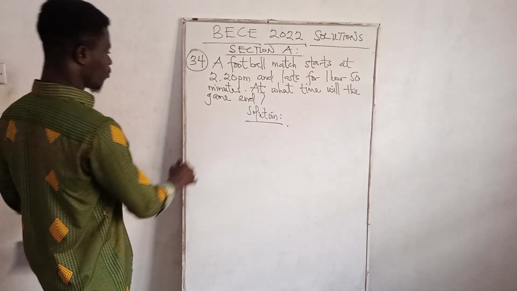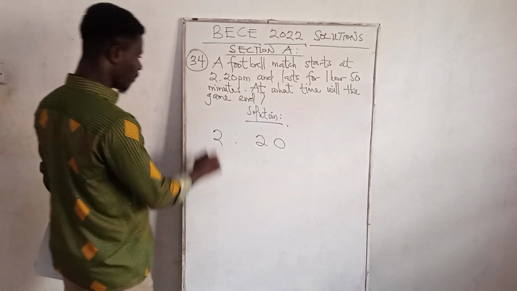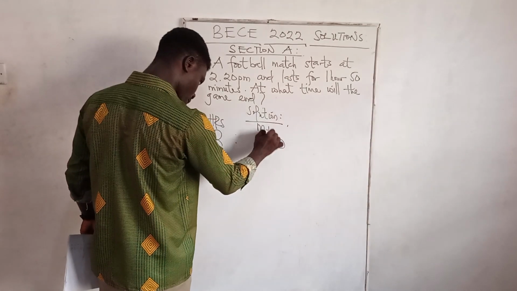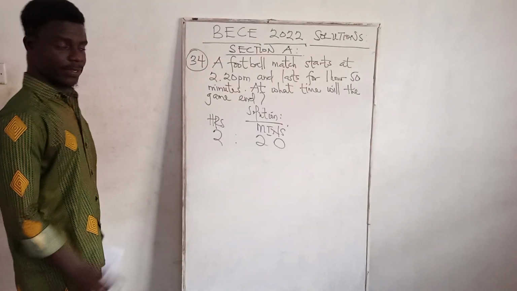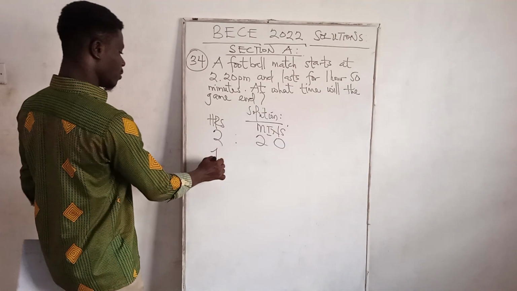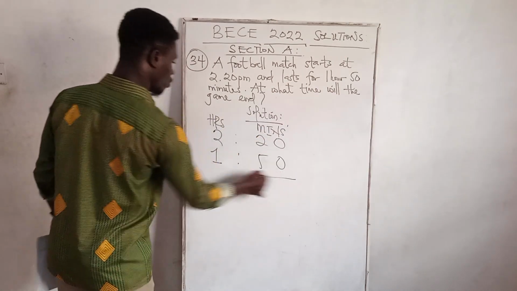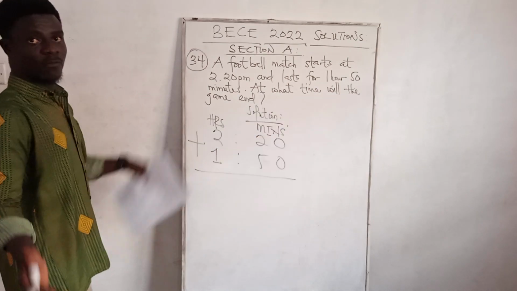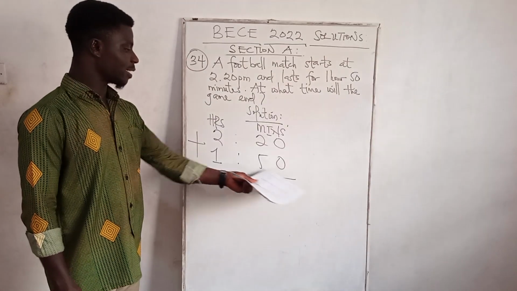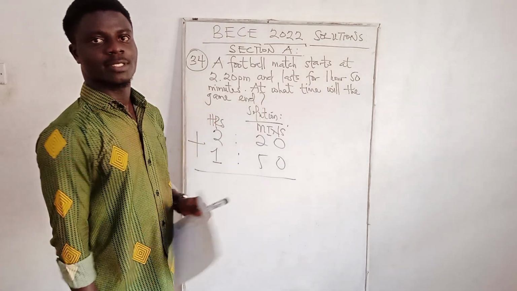So now, for our time, we have 2:20 here. This 2 is what? Hours. Then this one is minutes. Right. So now, they said it lasted for what? 1 hour, which means 1 hour, then 50 minutes. So we have to add. It started from 2:20, then it lasted for 1 hour 50 minutes. We don't subtract, but we add the times here.